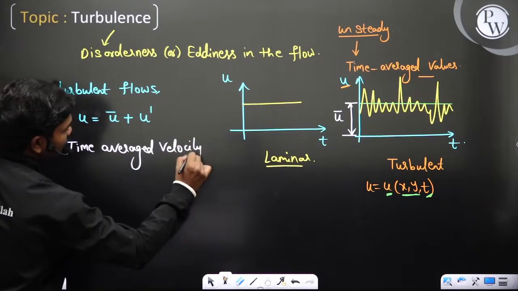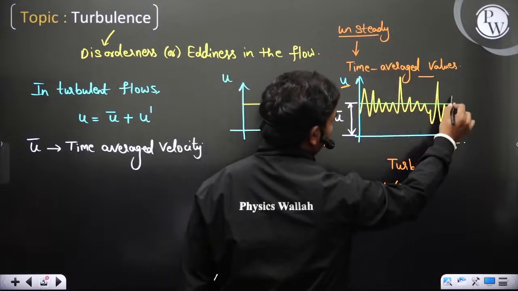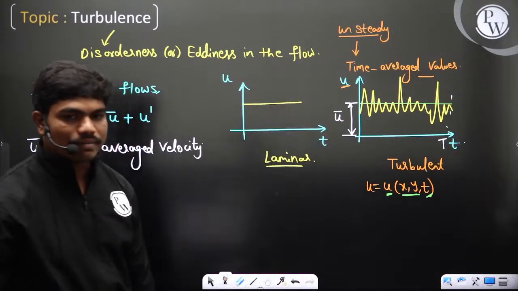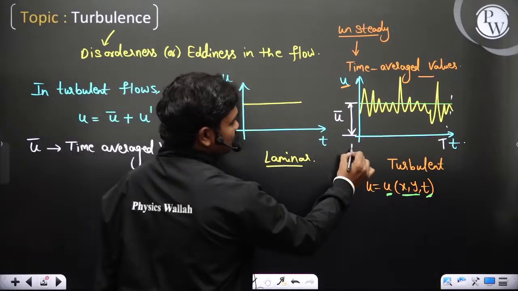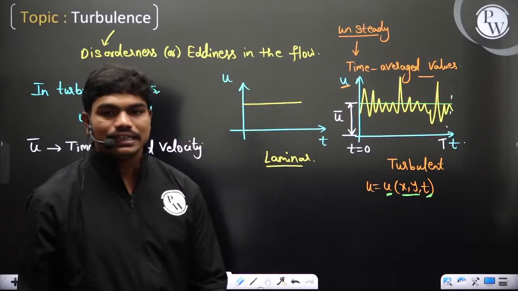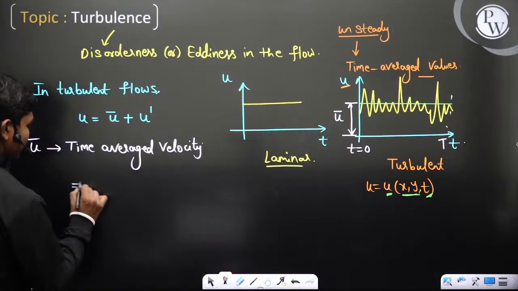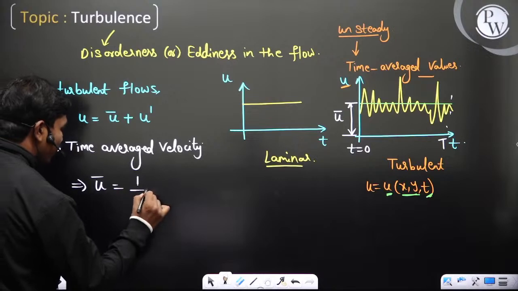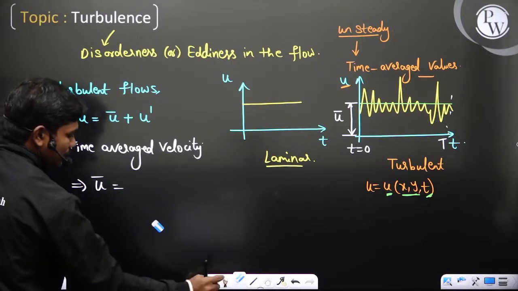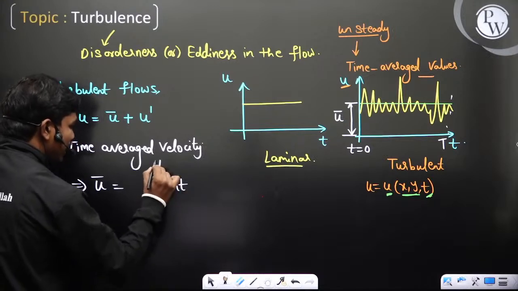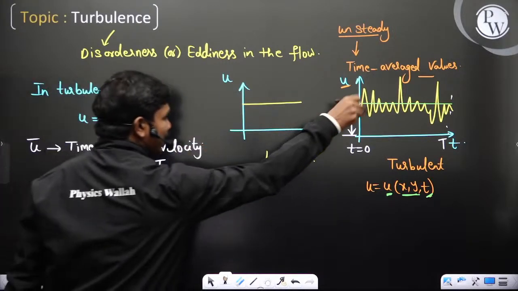Now suppose I observe the velocity variation up to a time capital T, starting the observation at time t equal to 0. If u bar is the time averaged velocity, can we say u bar is nothing but 1 by T times the integral of u dt from 0 to T, which gives the total area under this curve?